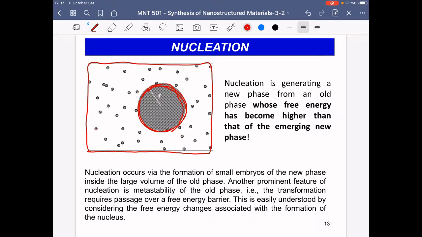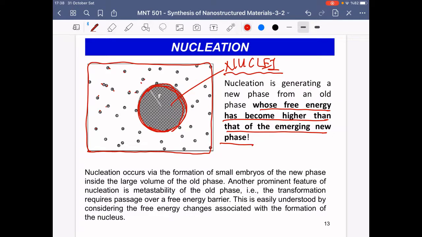I've got these little reactants in my solution phase, and for some reason they come together and form these nuclei. What drives the formation of these nuclei? Nucleation is generating a new phase from an old phase whose free energy has become higher than that of the emerging new phase. And we learned a little bit how that's affected by supersaturation level.